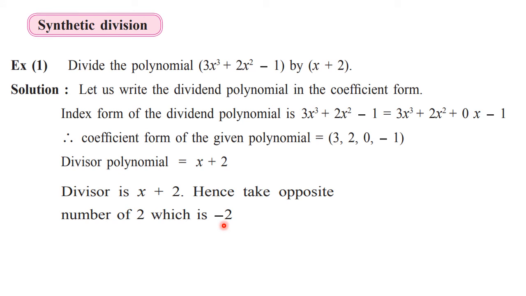So these two things are very much important. The first thing is what? Dividend polynomial you write down in coefficient form. And the second thing is that from the divisor polynomial you find out the constant term and take the opposite of that. Okay. I hope you must have understood. Now we are going to work with this coefficient form and the opposite number here. Okay. So see in the textbook now. After this you will find the steps as follows.